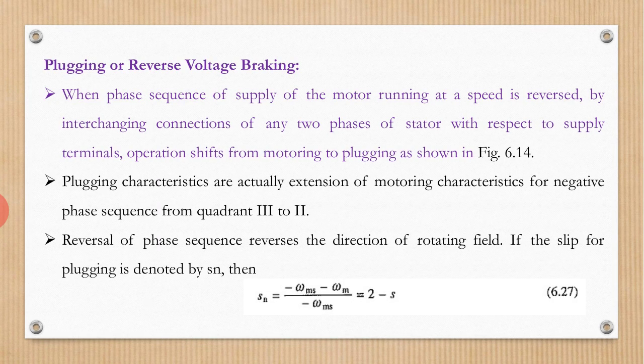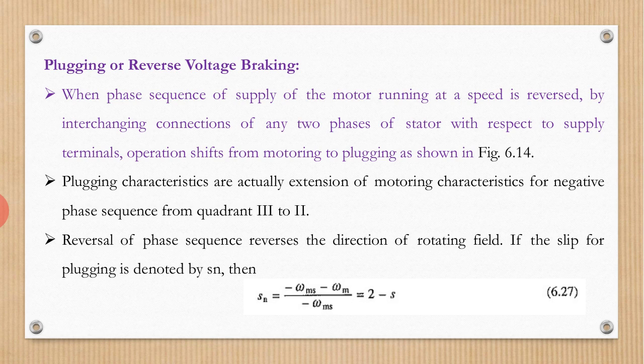Next one is plugging or reverse voltage braking. So how do we obtain plugging or reverse voltage braking? When the phase sequence of supply of the motor running at a speed is reversed by interchanging the connection of any two phases of the stator with respect to the supply terminals, so here we are interchanging any two supply terminals. So with respect to supply, the operation shifts from motoring to plugging.